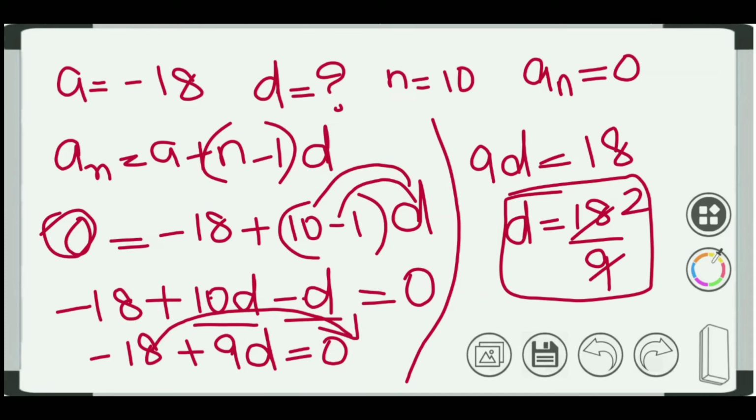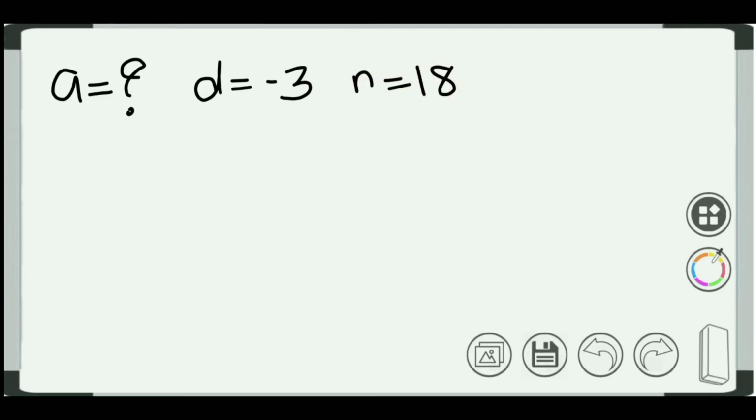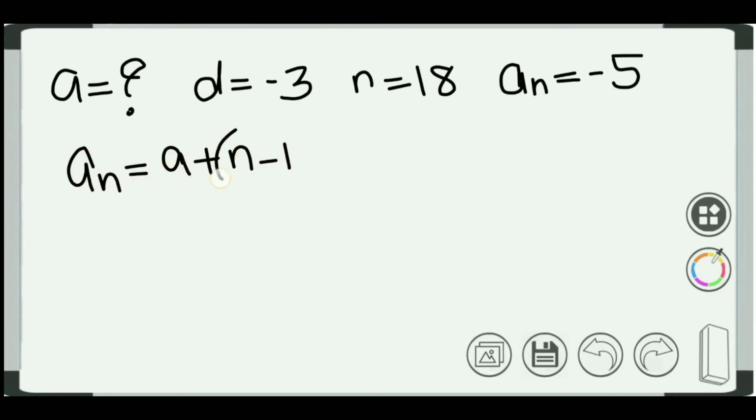Third one. They haven't given the value of A. That means we need to find the value of A. D equal to minus 3. N is equal to 18. An is equal to minus 5. Now we need to find the value of A. An is equal to A plus n minus 1 into D.